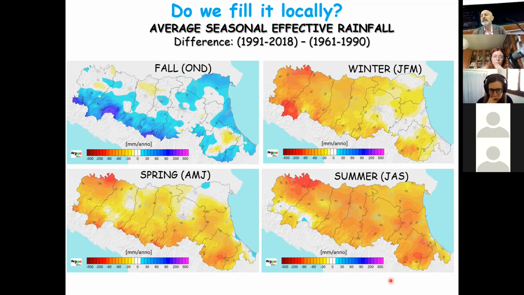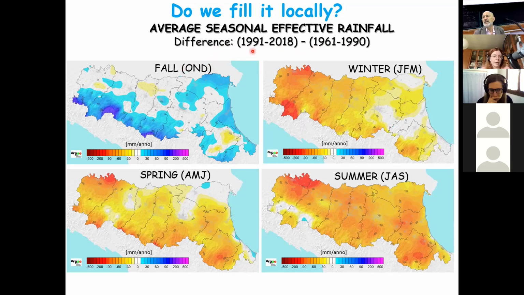What do we observe in this seasonal distribution? We make the difference between two periods. Each of them is 30 years long. Why 30 years? Because 30 years is considered a representative time span to include all the normal meteorological variability of a certain location. So we have compared in this difference the 30-year time span more recent from 1991 to 2018 and the older one from 1961 to 1990.